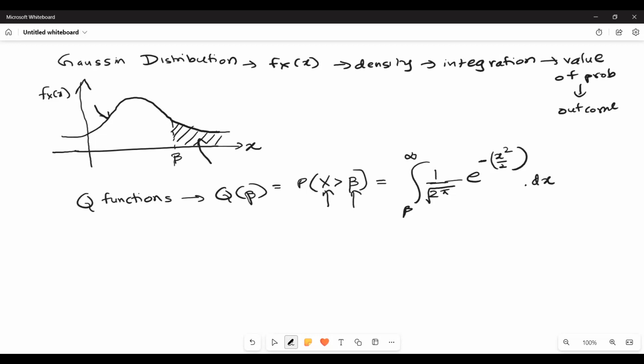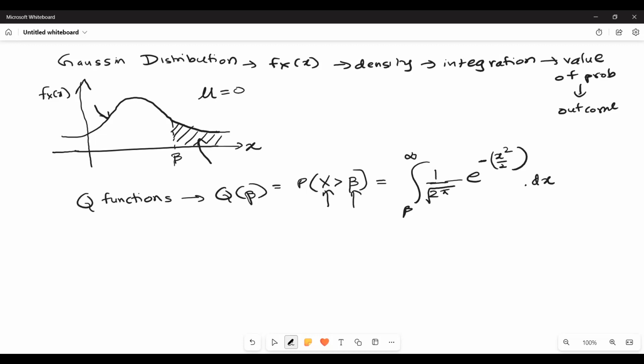So why have we missed some of the things in here? In the Gaussian distribution function, we had some other parameters. We had mu, we had sigma. So what about the mu and sigma values in this Q function case? What is meant by the Q function?